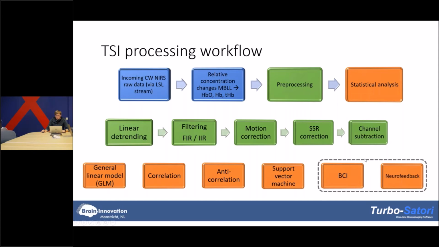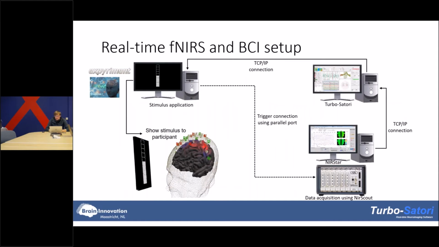Now looking at a bit more important parts for the BCI and neurofeedback. So how does Turbo Satori combine into the real-time fNIRS and BCI setup? So in NIRStar, we acquire the data, or later Aurora, and we need a TCP connection to Turbo Satori. And this is done using the LSL streaming layer. This can be done via Wi-Fi or a direct cable connection. So Wi-Fi is also no problem, and we tested this as well.